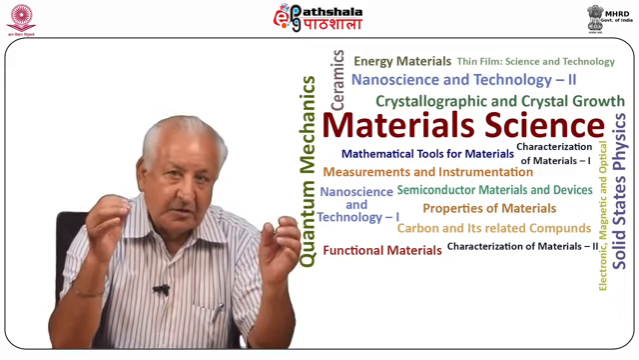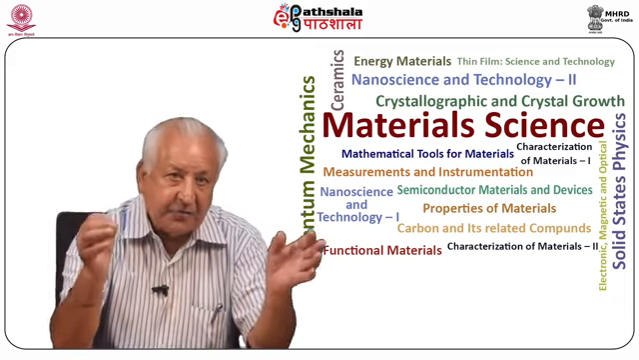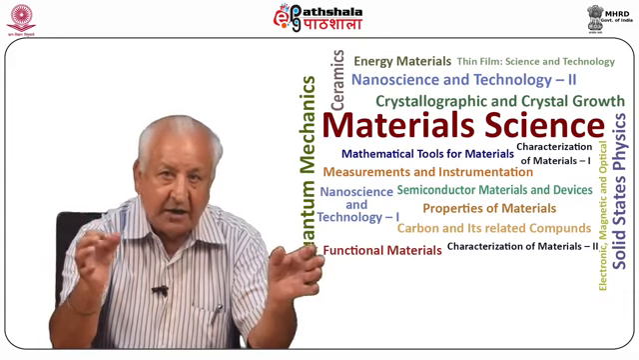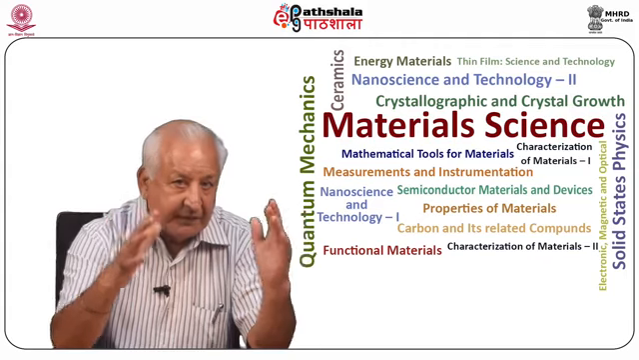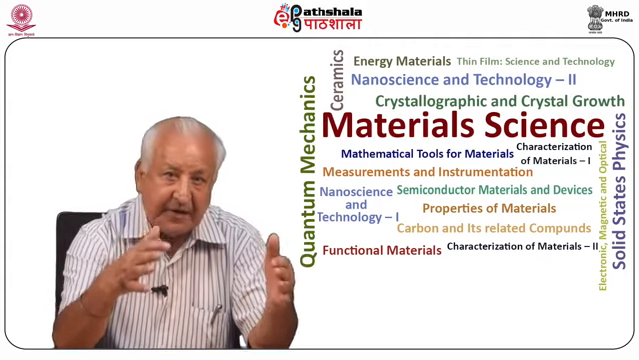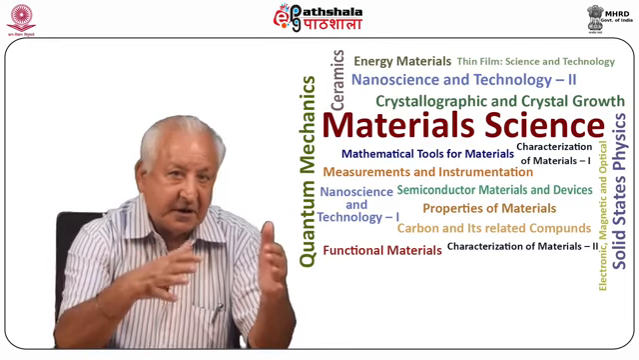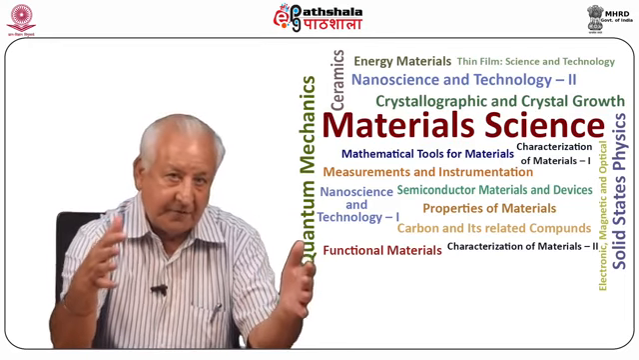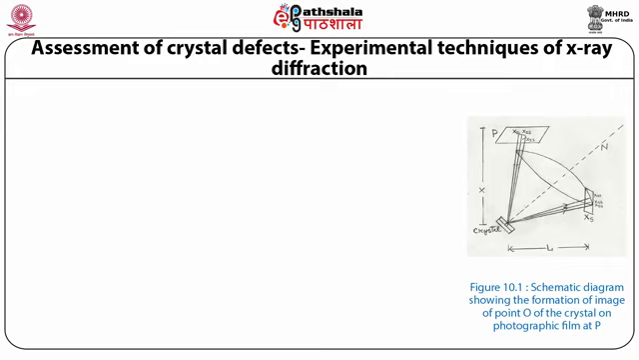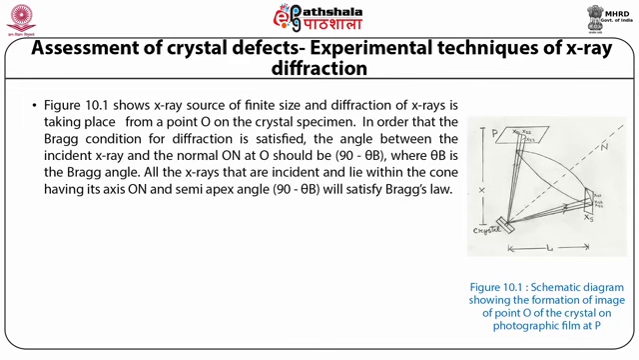Let us describe those conditions which will have to be realized in order to obtain one-to-one correspondence between what exists in the imperfect region and what is detected in terms of contrast of the topograph. Figure 10.1 is a schematic diagram showing the formation of an image from point O of the crystal on a photographic film at P. This figure shows an X-ray source of finite size, and diffraction of X-rays is taking place from a point O on the crystal specimen.